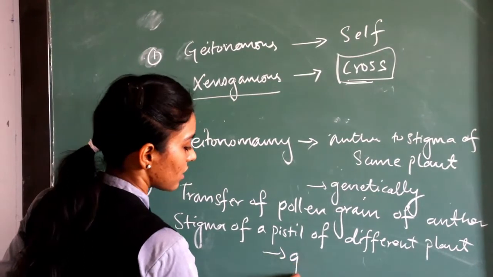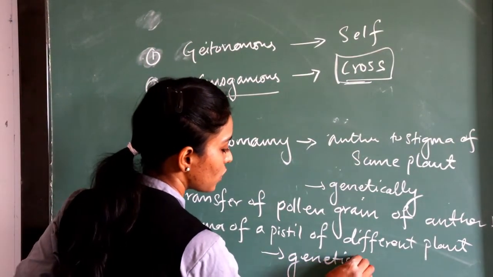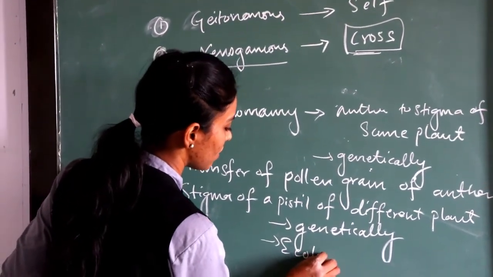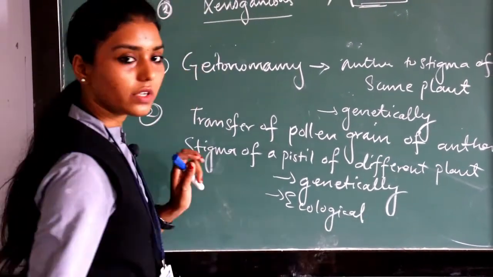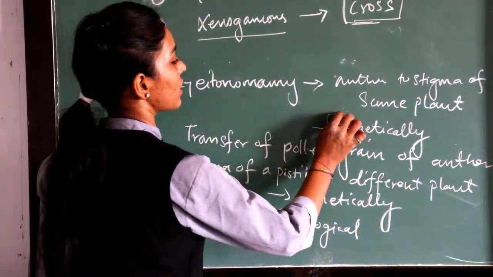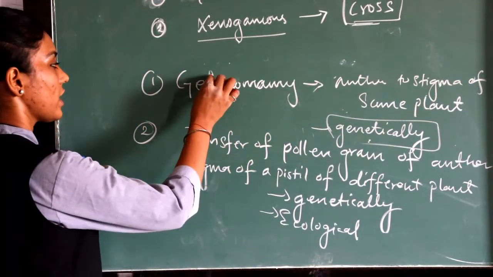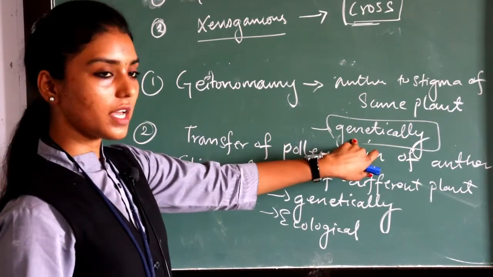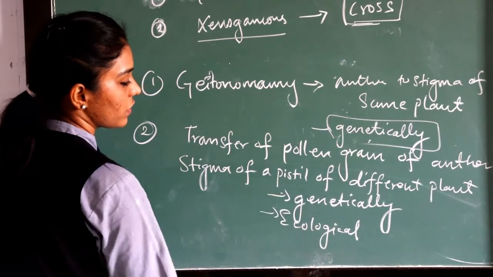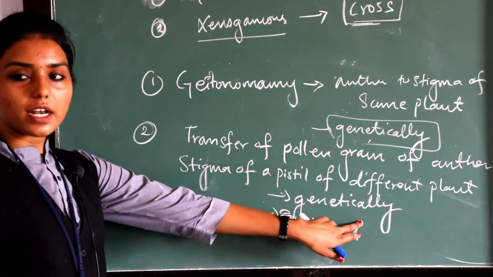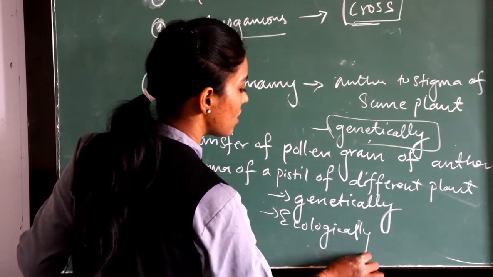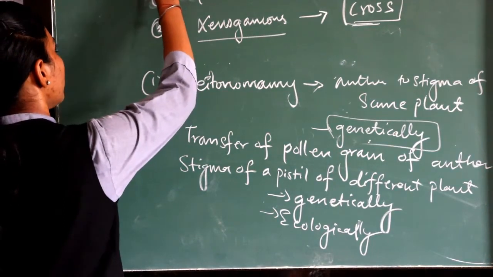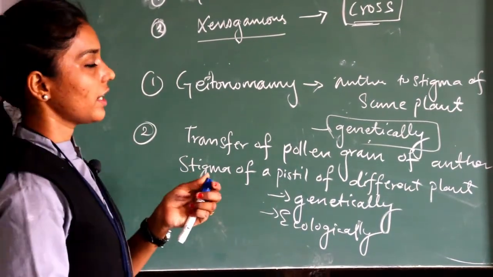Here, the pollination only occurs between those plants that are genetically similar and ecologically also similar. You saw earlier that in geitonogamy also the pollination was occurring between plants having genetic similarity, and in this also you will see they are genetically similar as well as ecologically similar. Next, the third type we will discuss in our next lecture.